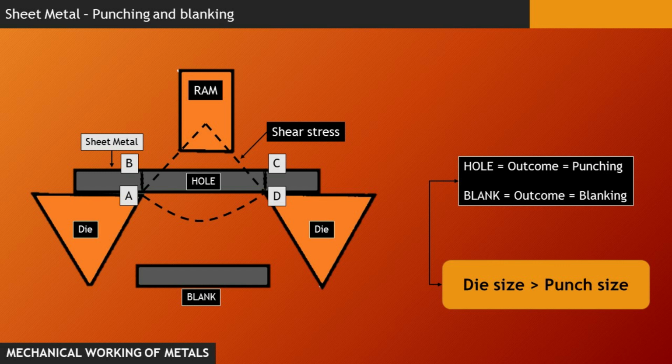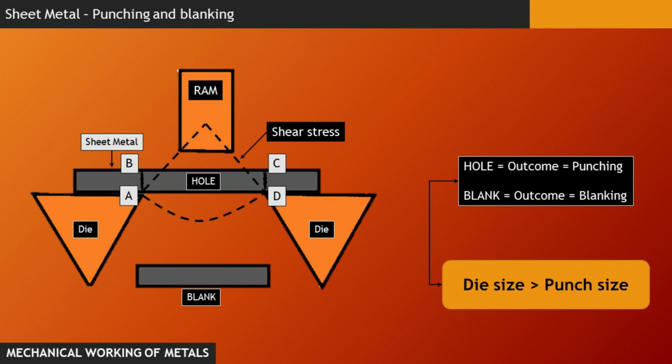The material removed is called the blank, and if the entire operation was performed to obtain the blank, then we call it a blanking operation. And if the entire operation is performed to generate a hole, then we call it a punching operation or a piercing operation. So we can say, if the hole is the desired outcome, the sheet metal operation will be termed as punching, and if the blank is the desired outcome, then we will term this operation as blanking.